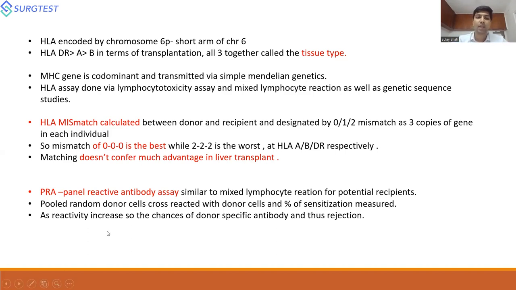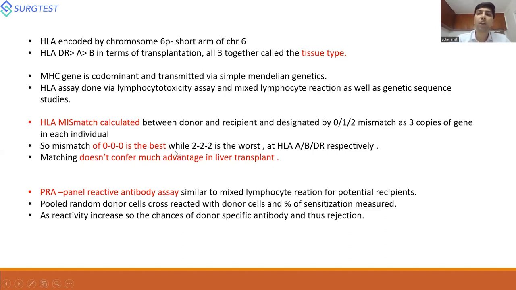There's another test, PRA, a newer advancement, given in Daily in a really short way. The 20th edition has mentioned what the test is, though not the name. So panel reactive antibody assay basically means that when we want to test compatibility, we can't go on testing each recipient and each donor and mixing them again and again. Their HLA matching cannot be done over and over again. So for simplicity's sake, all those potential donors, so let's say for renal transplantation, their blood and serum is taken, which is cross-matched against pooled random donor cells, and the reactivity is calculated, which is the panel reactive antibody assay.